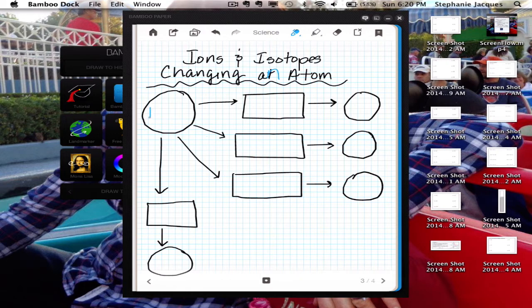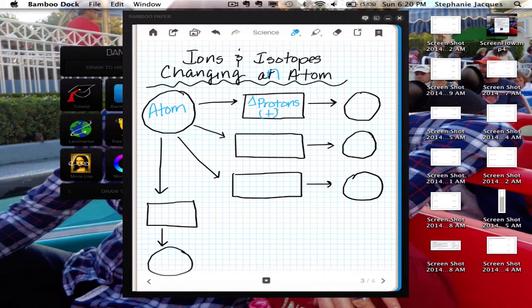We're going to start with an atom. So we have our atom, and we're going to do some different things to it. So let's say there's a change in protons. That triangle means change. You call it a delta, but it means change. So a change in protons. And remember, those protons are that positive charge, and those protons are located in the nucleus.